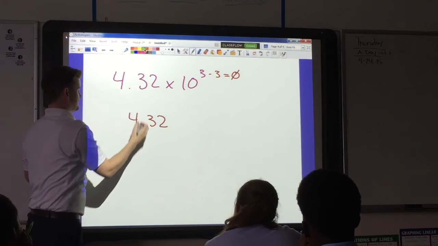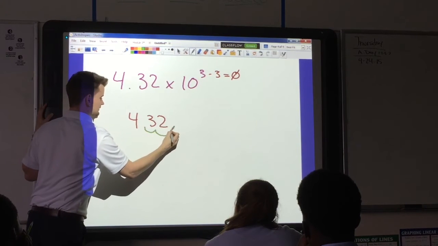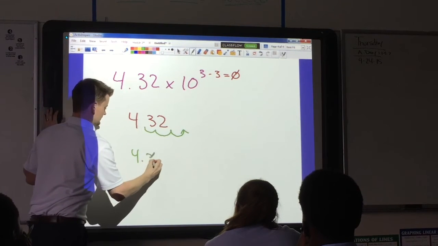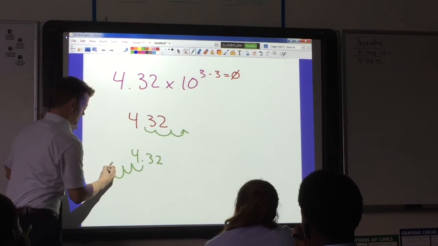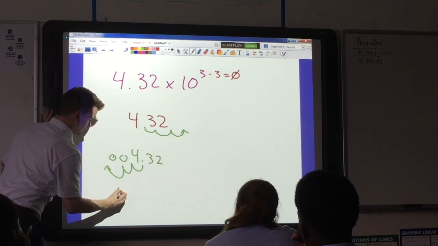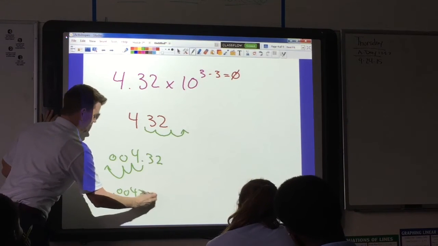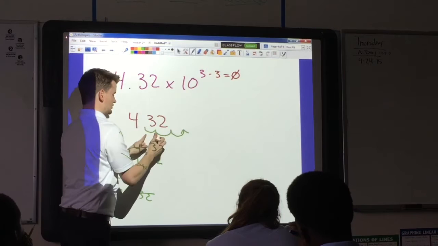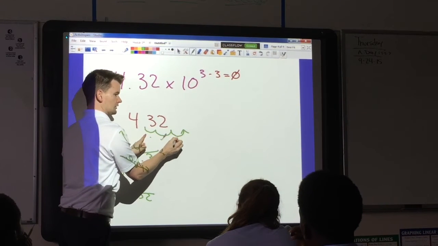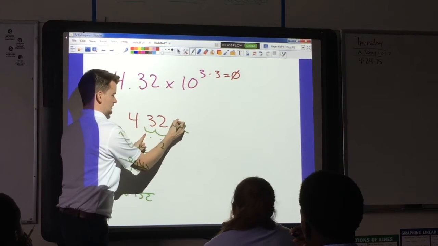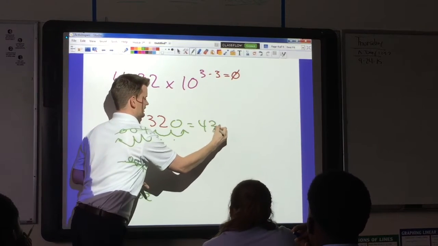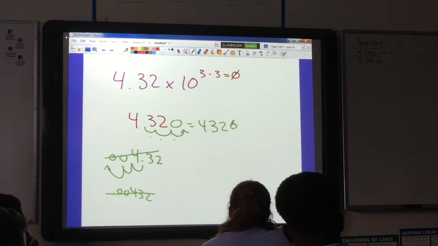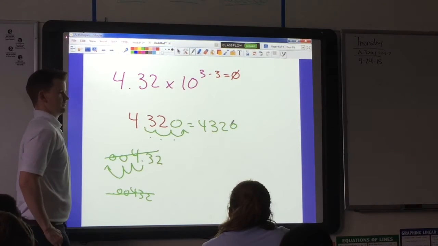Now, the reason I move it to the right is because it's going to get bigger. If I were to move this to the left, what's going to happen to it? It's smaller. It would become 0.00432. We don't want it to get smaller, we want it to get bigger. I subtracted 3, so I'm moving it 1, 2, 3 times. What goes in this gap right here? Zero. And this becomes 4,320. So you just subtract by the exponent.